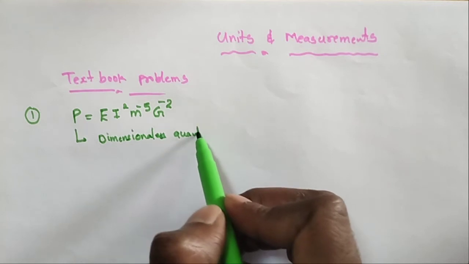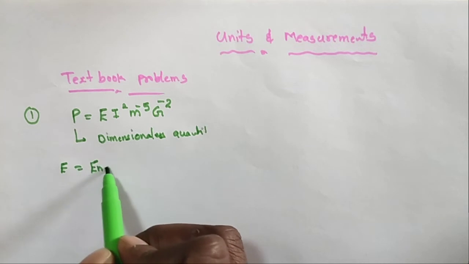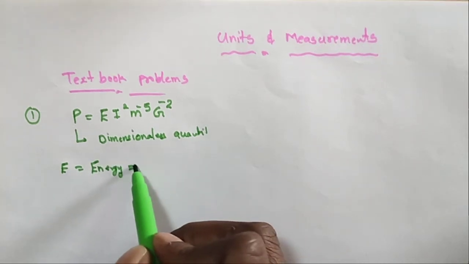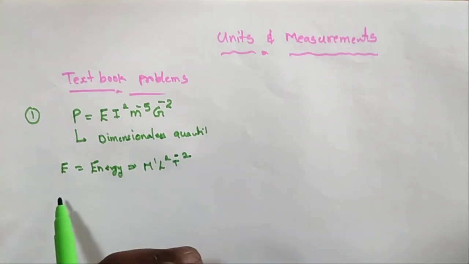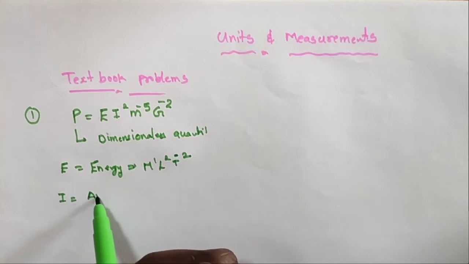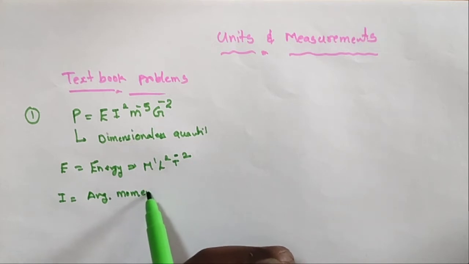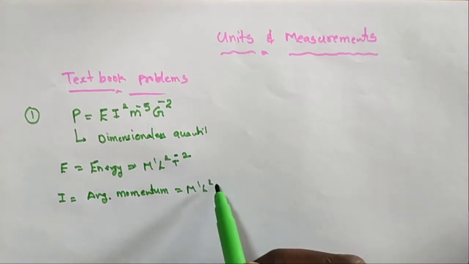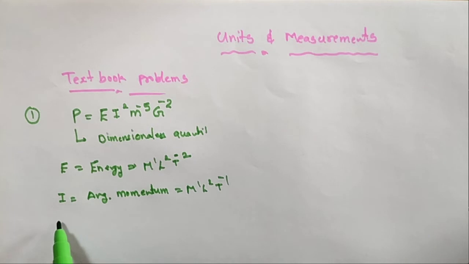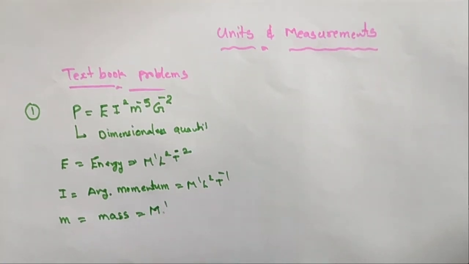Here E is equal to energy. What is the dimensional formula of the energy? M power 1 L square T power minus 2. And I is equal to angular momentum. What is the dimensional formula? M power 1 L square T power minus 1. And small m is equal to mass. What is the dimensional formula of the mass? Capital M, that is M power 1.